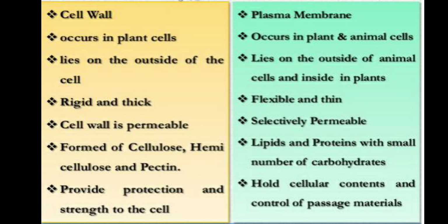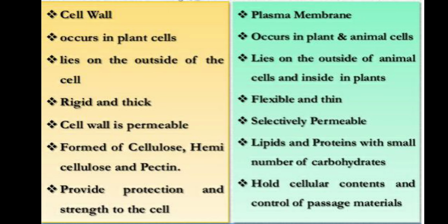Now, the cell wall is rigid and thick, while the plasma membrane is flexible and thin. Why is the cell wall rigid? Because it is made up of cellulose, hemicellulose and pectin, and it is thick due to the deposition of suberin and lignin. The plasma membrane is made up of lipids and proteins, and some amount of carbohydrates is also present there.